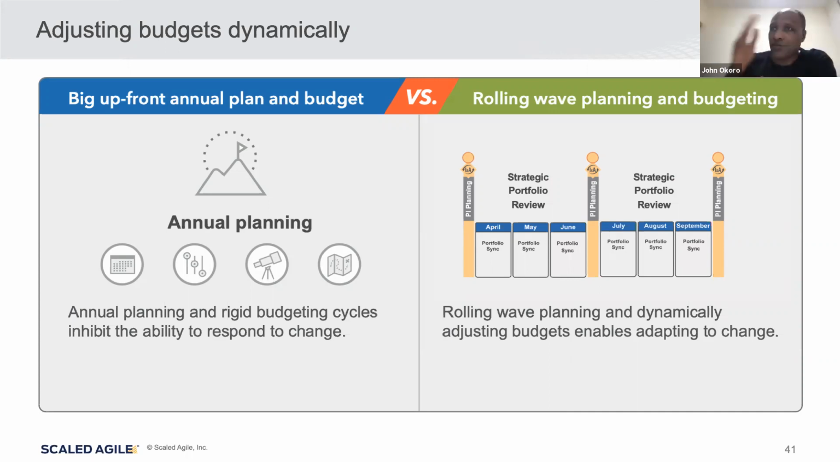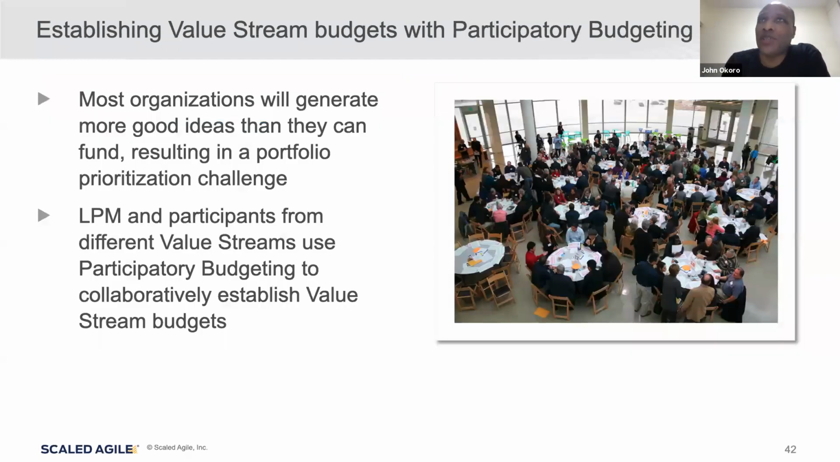And in Scaled Agile, we use rolling wave planning. So every PI, we're going through, we're allocating and adjusting budgets as we need to. We're doing portfolio syncs each month there, as you can see. And we go through and adjust our budgets dynamically to ensure that everybody gets what they need to implement the upcoming project. So you can see this is participatory budgeting, and most organizations generate more good ideas here. And this could happen each month or at a period that makes sense for you and your organization. And the participants are going to be from different value streams, and they're going to collaboratively establish what budgets we need to have to keep our value streams or release streams going.